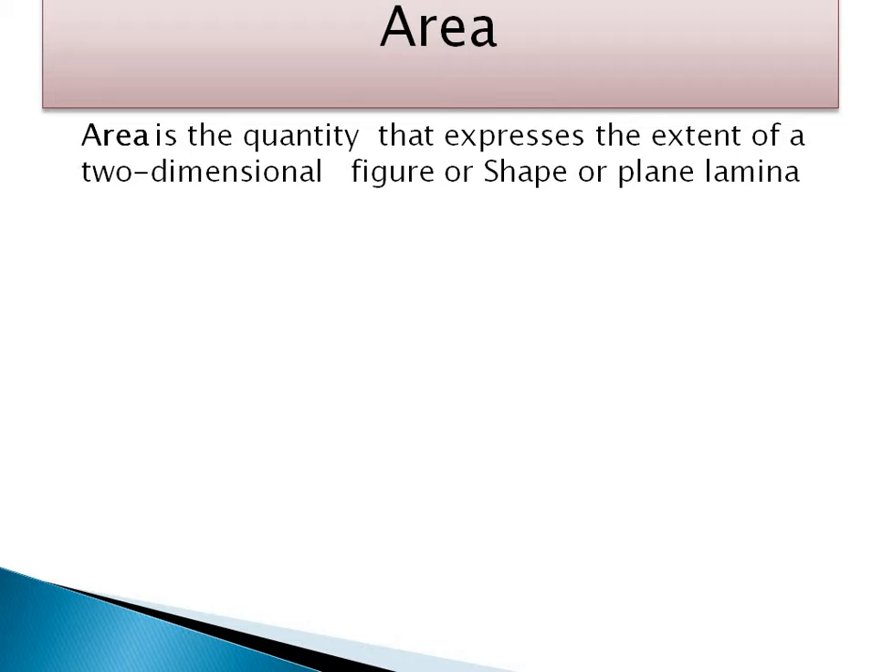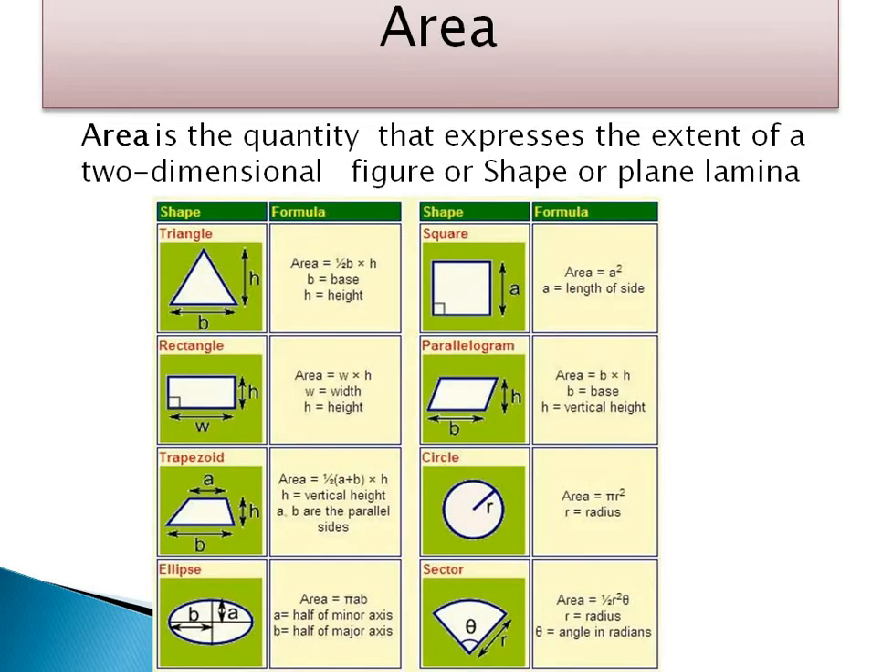Area is the quantity that expresses the extent of two-dimensional figures or shapes or plane laminae. Here some simple formulas are given for the measurement of areas of a triangle, rectangle, trapezoid, ellipse, square, parallelogram, circle, and sector. For example, area of a triangle is 1/2 b into h, where b is the base and h is the height, whereas area of a rectangle is w into h, that is width into height. For a trapezoid, area is given as 1/2 (a plus b) into h, where a and b are the parallel sides and h is the vertical height.